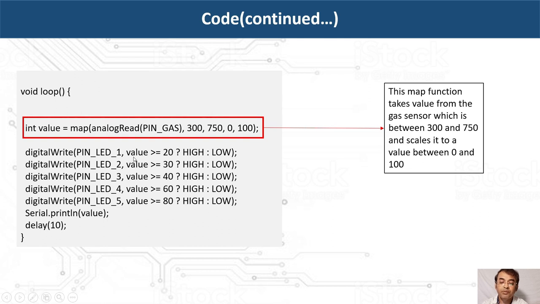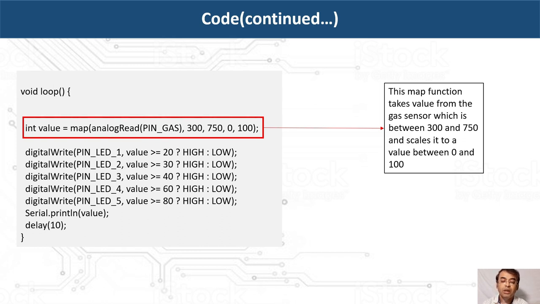If the sensor value is greater than or equal to 20, then LED 1 will glow. If the sensor value is greater than or equal to 30, then LED 1 as well as LED 2 will glow. If it is greater than or equal to 40, then LED 1, LED 2, and LED 3 will glow. When the sensor value is greater than or equal to 60, then LED 1, LED 2, LED 3, and LED 4 will glow. And when the sensor value is greater than 80, LED 1, LED 2, LED 3, LED 4, and LED 5 will glow.